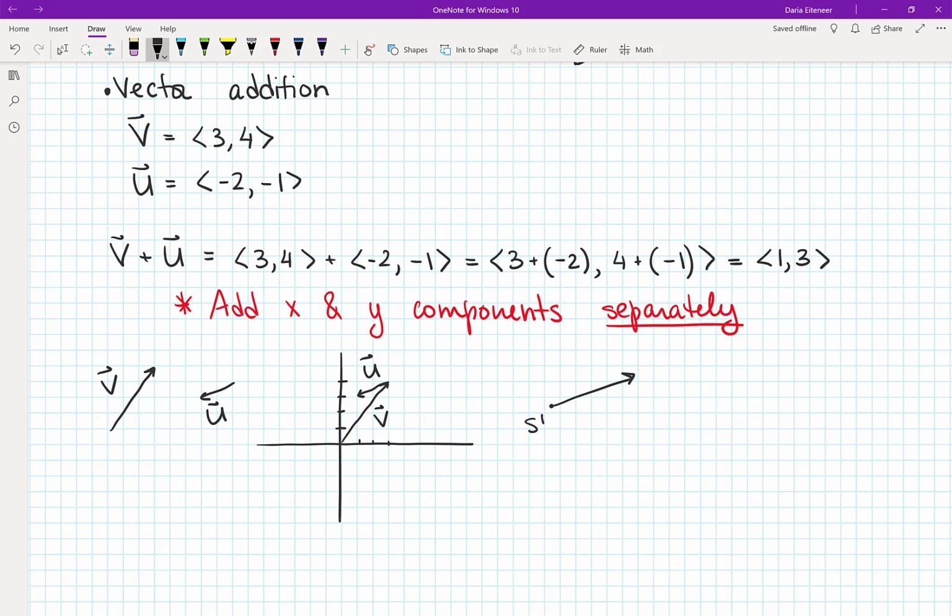Now let me also tell you a little bit more about terminology here. This is the starting point, but we never actually call it that. We call it the tail end of the vector. And this here is the ending point. Again, we never refer to it that way. We call it the tip of the vector. So notice when I placed the tail of vector u onto the tip of vector v, that's how I'm representing vector addition graphically. This is called the tip-to-tail method.